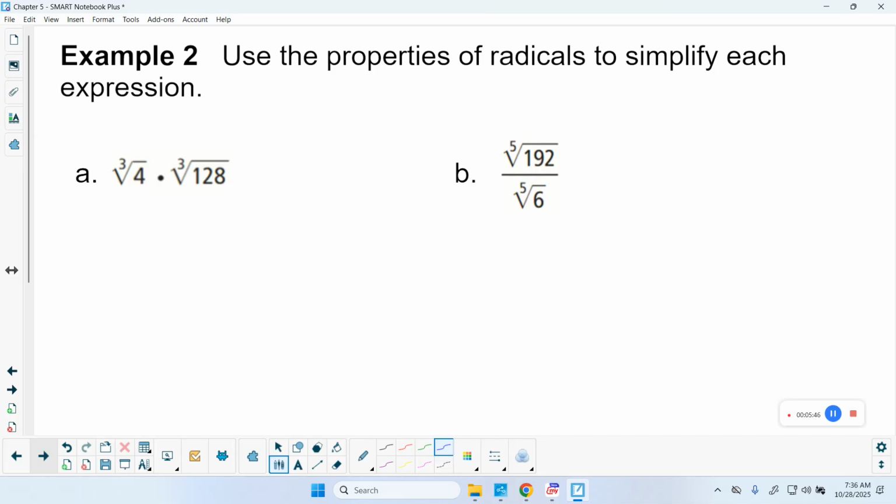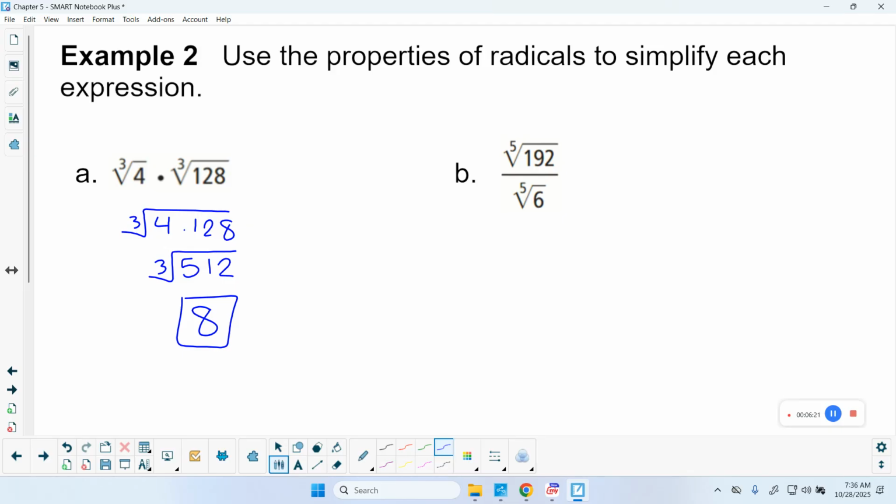For a, the cube root of 4 times the cube root of 128. Because they are both underneath of a cube root, that means we can take the cube root of 4 times 128, and then simplify that down. So 4 times 128 is the cube root of 512. And then in your calculators, you do want to see if we can actually take that cube root. Just like we did yesterday, the cube root of 512 would give us 8.